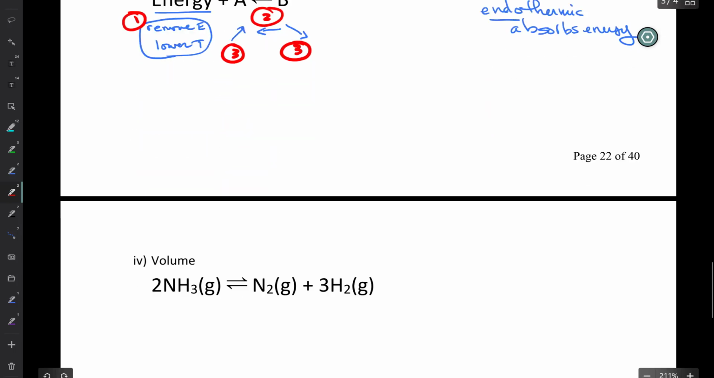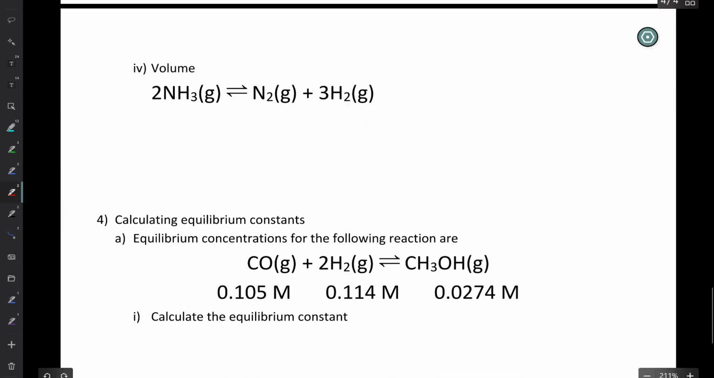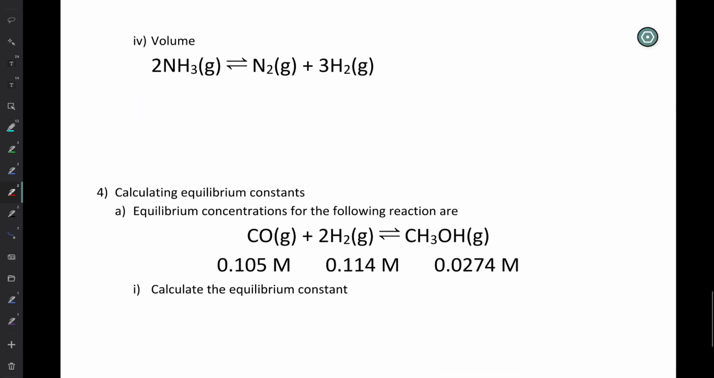All right, the last thing to talk about is volume. And I will tell you how to predict, and then I'll show you how that looks in a reaction. But changing the volume during the course of a reaction can also affect equilibrium. So for this particular reaction, I have the decomposition of ammonia. Decomposition, I'm starting with one reactant and ending up with many product molecules.